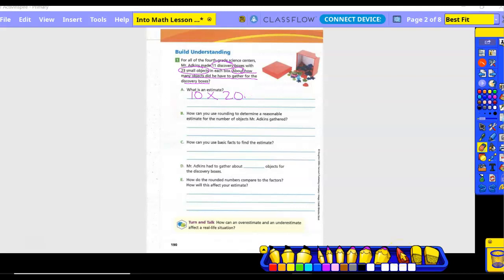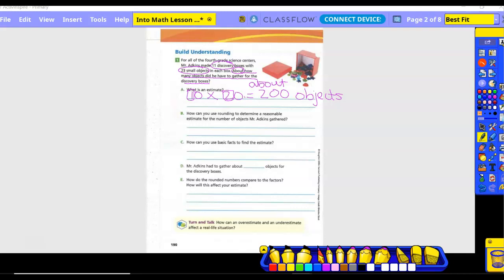Okay, so put the 1 in a box, the 2 in the box. 1 times 2 is 2, and add 2 zeros. So about 200 objects, correct? Would our actual answer be a little bit more or a little bit less? A little bit more because we estimated downward, right? 11 went down to 10, 23 went down to 20.